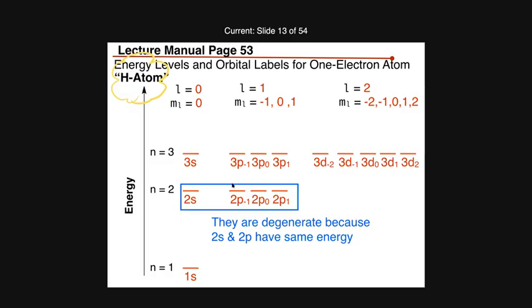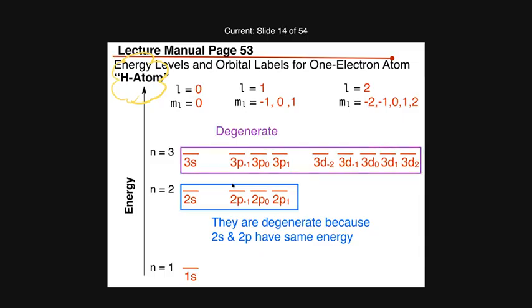In this case, I can say that the 2s and 2p subshells have the same energy, or they are degenerate. Same thing for 3s, 3p, and 3d as well. All these are degenerate, which means they all have the same energy. Again, this only applies for hydrogen. That's why Bohr's model explains hydrogen so well, because they all have the same energy level.